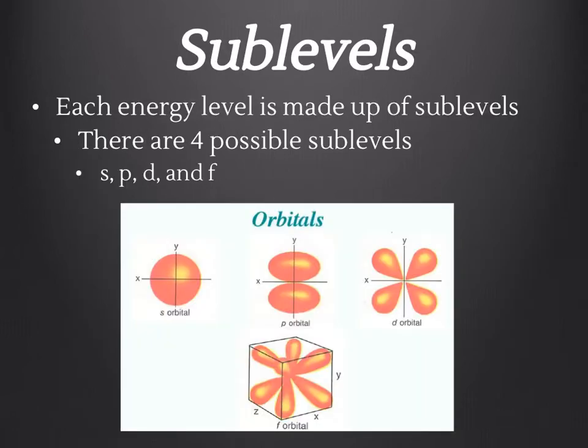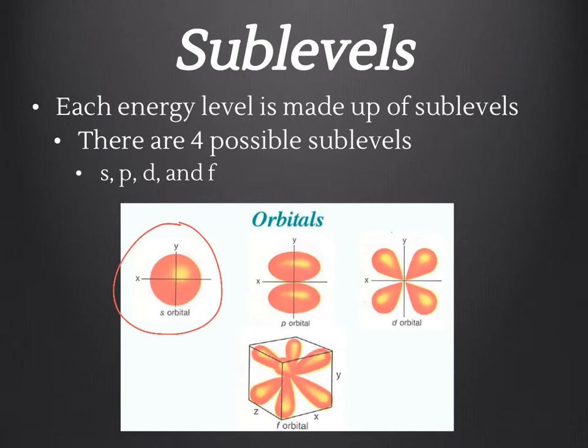So the next step to understanding where electrons are in an atom would be understanding what sublevels are. Remember, I told you that energy levels can be broken down into their sublevels, and sublevels are a shape. It's a shaped region where the electrons can exist inside that energy level. And there's 4 possible sublevels: S, P, D, and F. And we've got S here on the left, and S is always this circle shape. It's just a sphere. It's pretty compact.